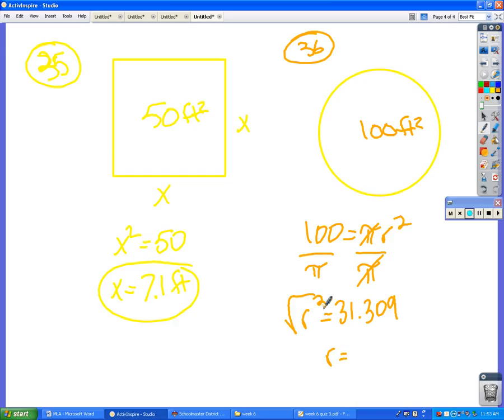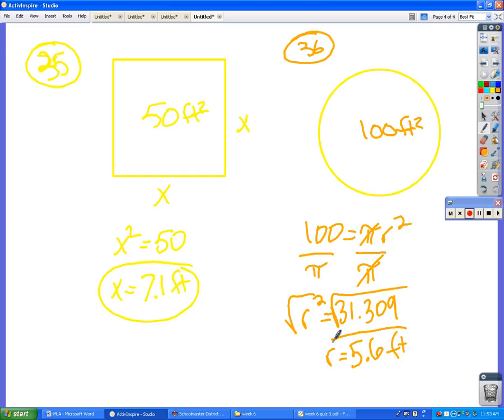Square root both sides. What's that? 5 point something. You're just guessing? I didn't guess on the 5, I knew the 5. 5.6.